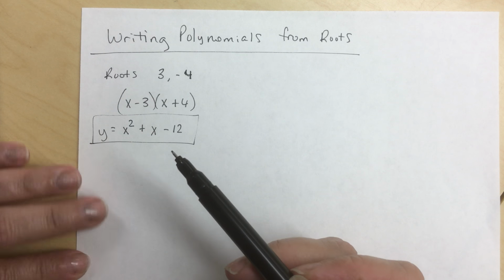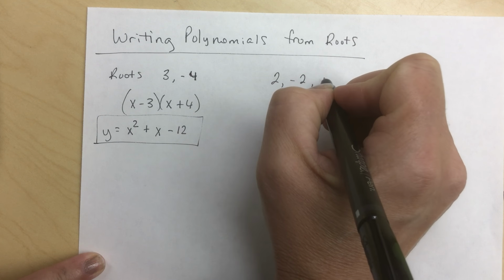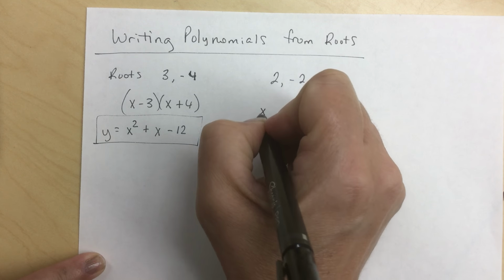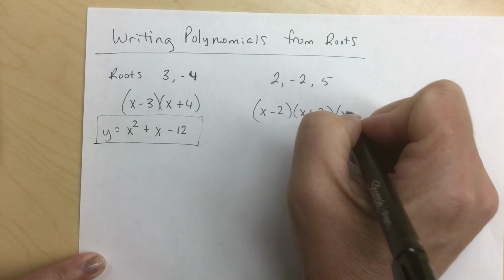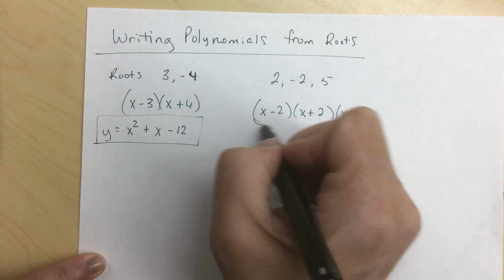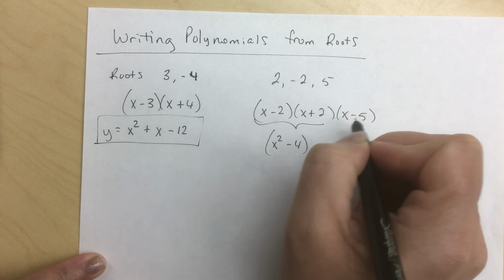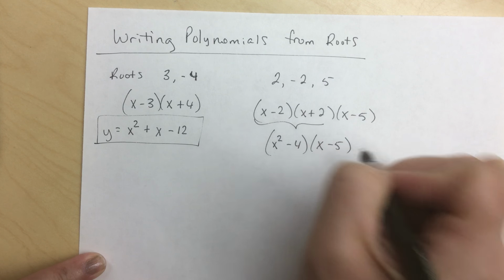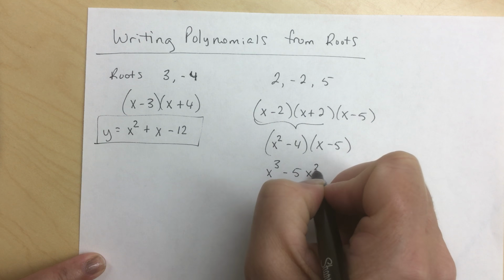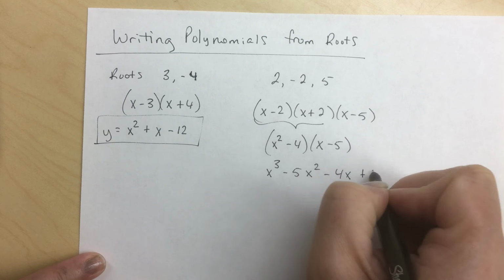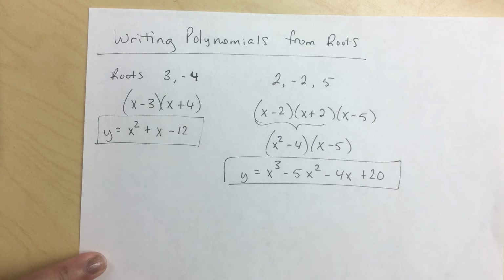So if I give you numbers like that, it's pretty simple. Let's say I give you 2 and -2 and 5. So that's going to be x minus 2 times x plus 2 times x minus 5. I would multiply those two together first, and that would give you x squared minus 4, and then multiply by x minus 5. And when you distribute that, you get x cubed minus 5x squared minus 4x plus 20. So y equals that would be your polynomial.